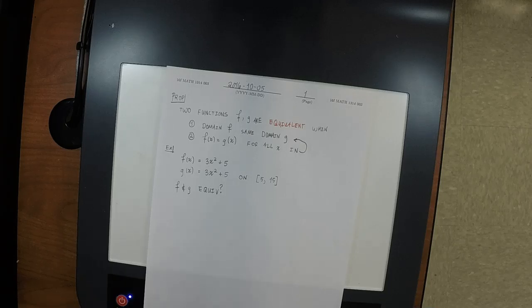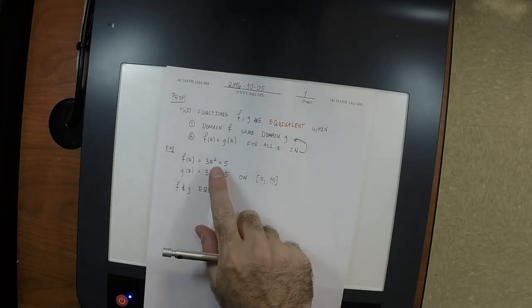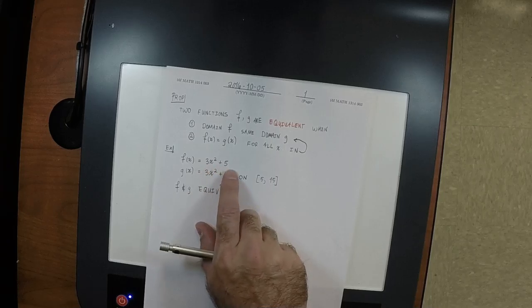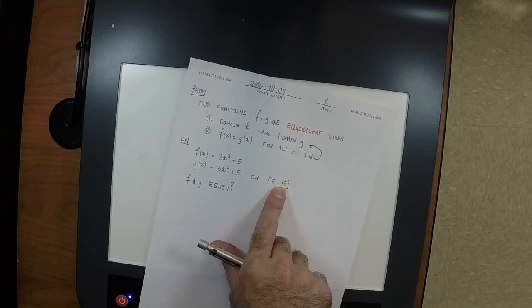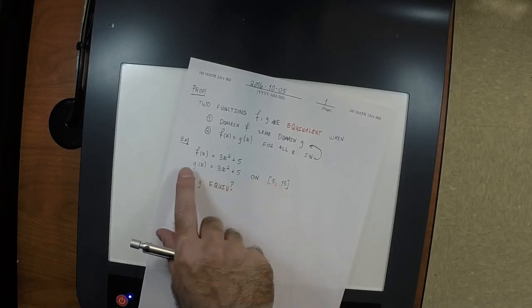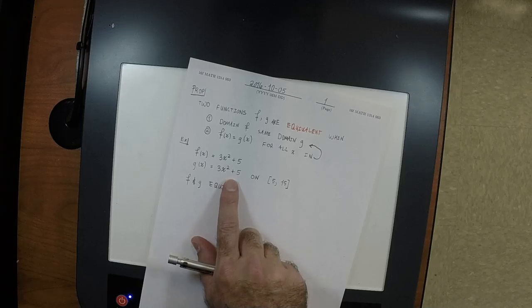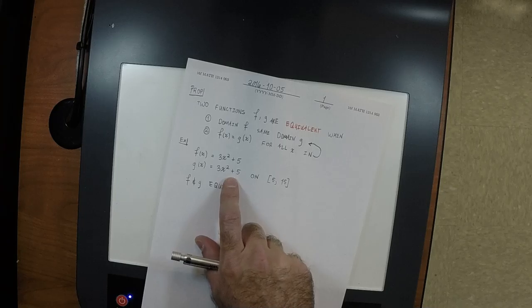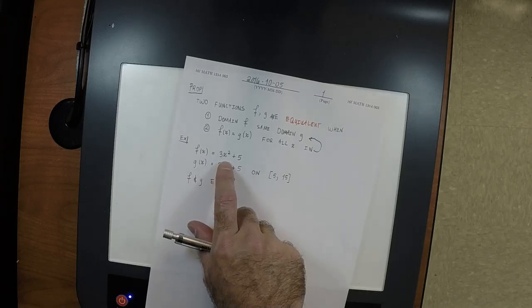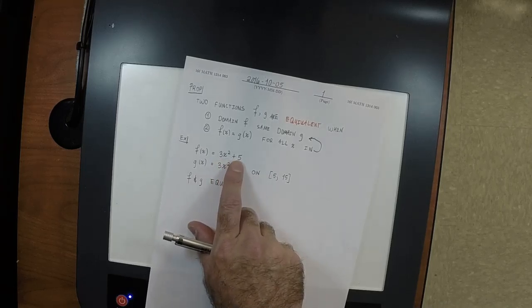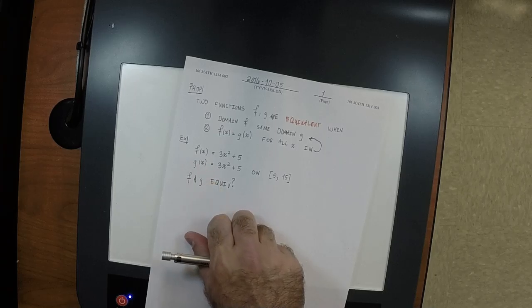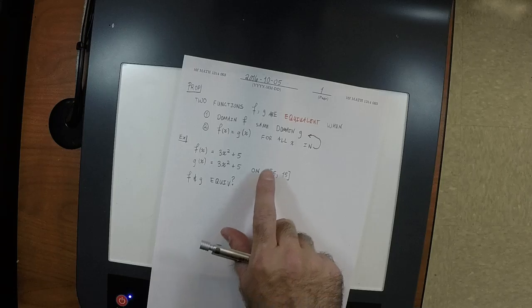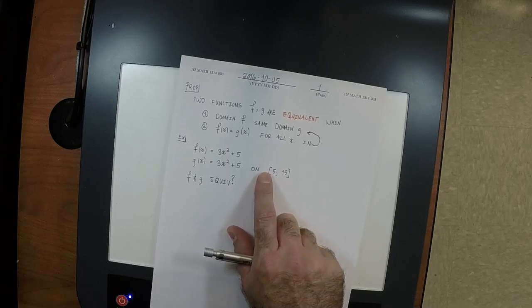What if you plug 10 into F? You'd get 305, right? Because 10 squared is 100 times 3 is 300 plus 5 is 305. What if you plug 10 into G? You will also get 305. What if you plug 11 into F? 121 times 3 is 363 plus 5 is 368. If you plug 11 into G, you get 368. So are these functions equivalent? The answer is a resounding no, not at all.